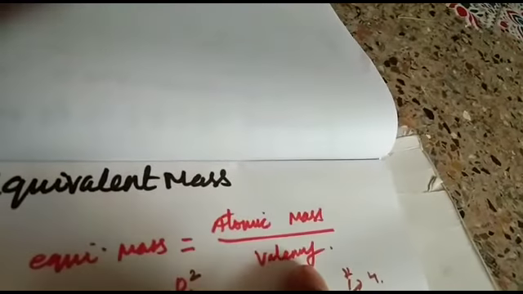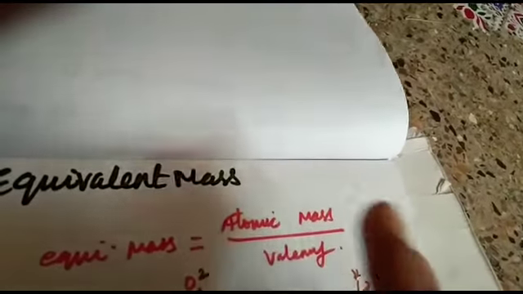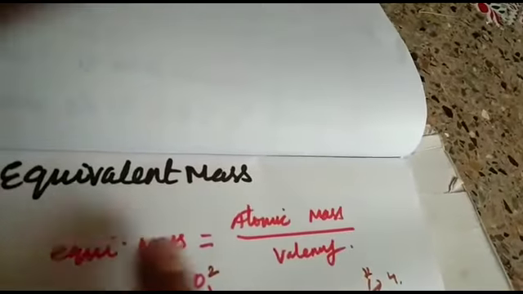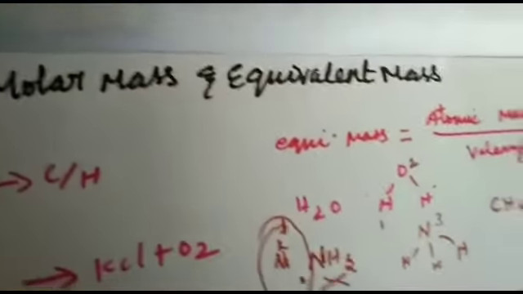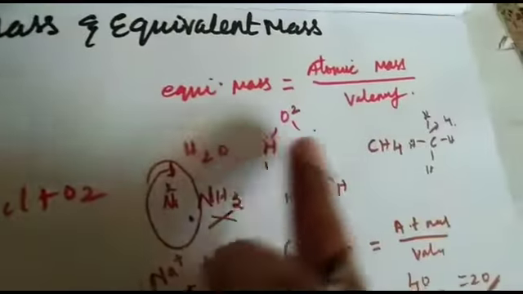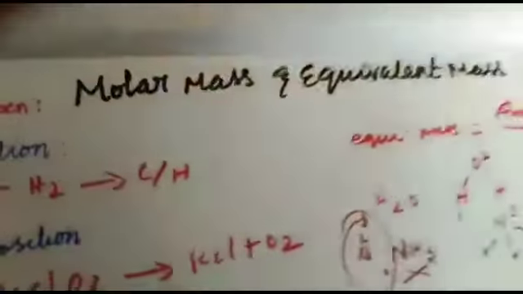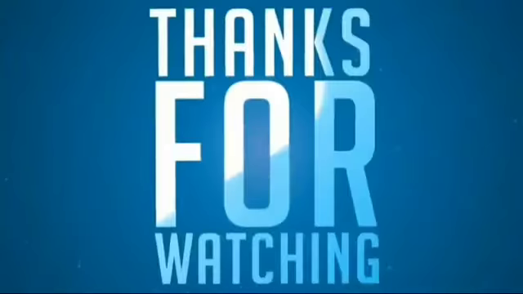Atomic mass divided by valency. For valency 1, atomic mass is equal to equivalent mass. Do you understand, students? Next we discuss the molecular species.